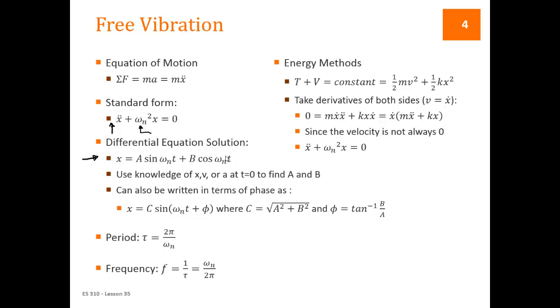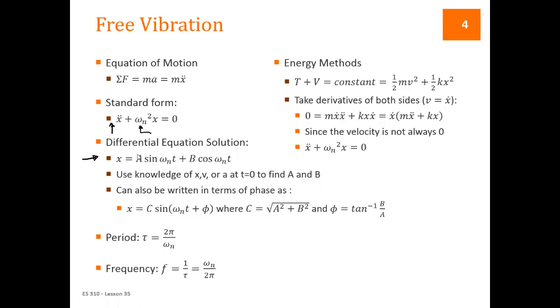There are all sorts of courses on how to derive this solution. We're just going to use this form. We can find A and B by using information about the initial conditions. So if we know the position or the velocity at time equal to 0, we can plug in t equal to 0 into the position equation and the velocity equation, which is just the derivative of this, and we can find A and B, and we'll see how that works in an example.